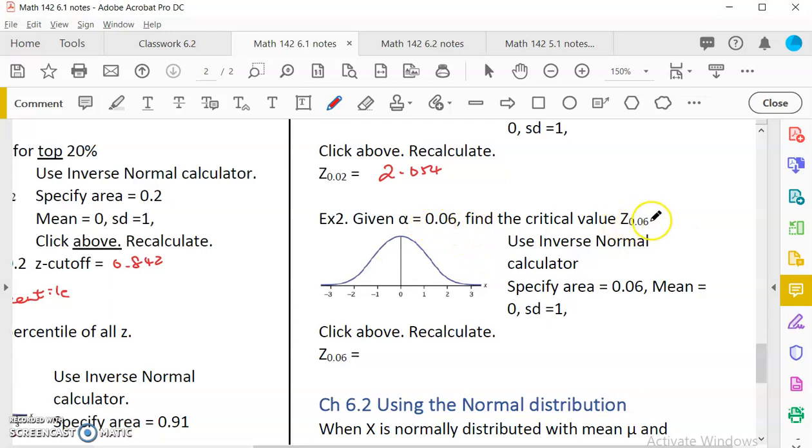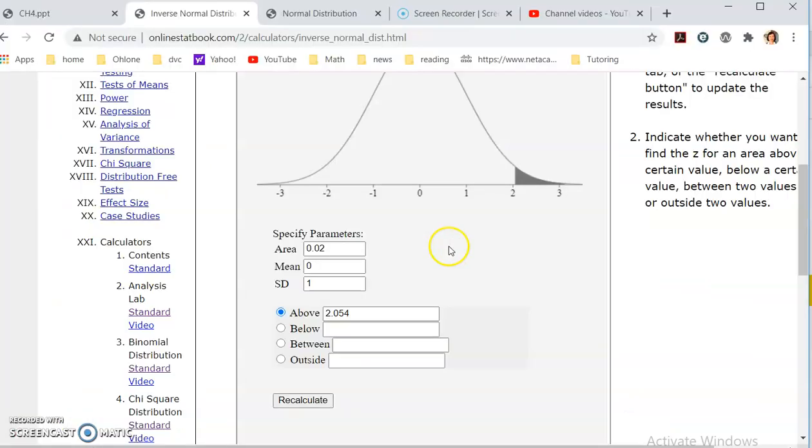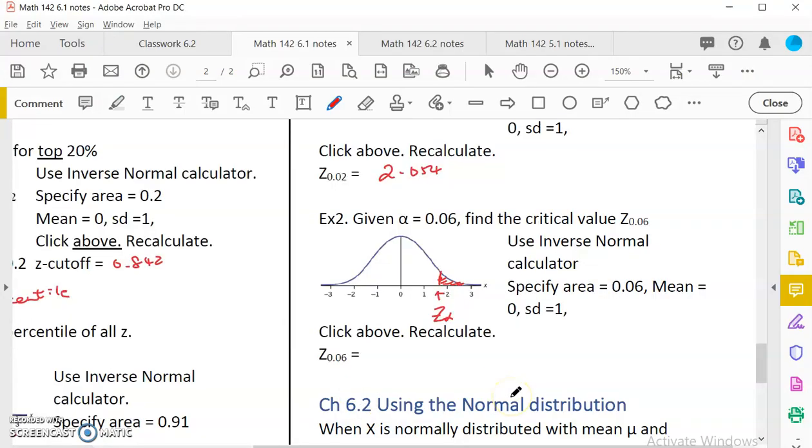What is the critical value for 0.06? 0.06 will be larger, right? I think it's still around 1 and 2. So you want to do this Z alpha also with the right area of 0.06. So I just need to change this to 0.06. Oh, and you recalculate: 1.555. So any Z value that is higher than 1.555, according to a significance level of 0.06, is counted as rare. Okay, so that's the end of 6.1.